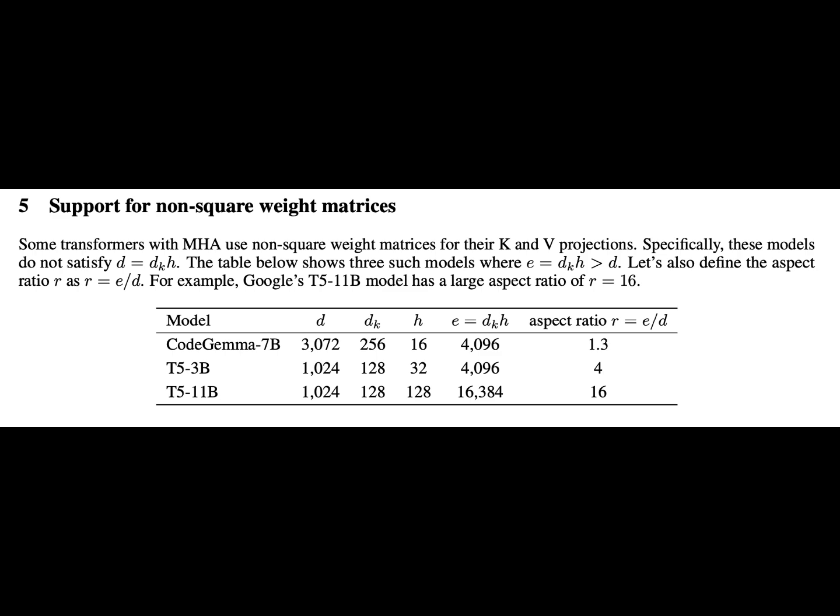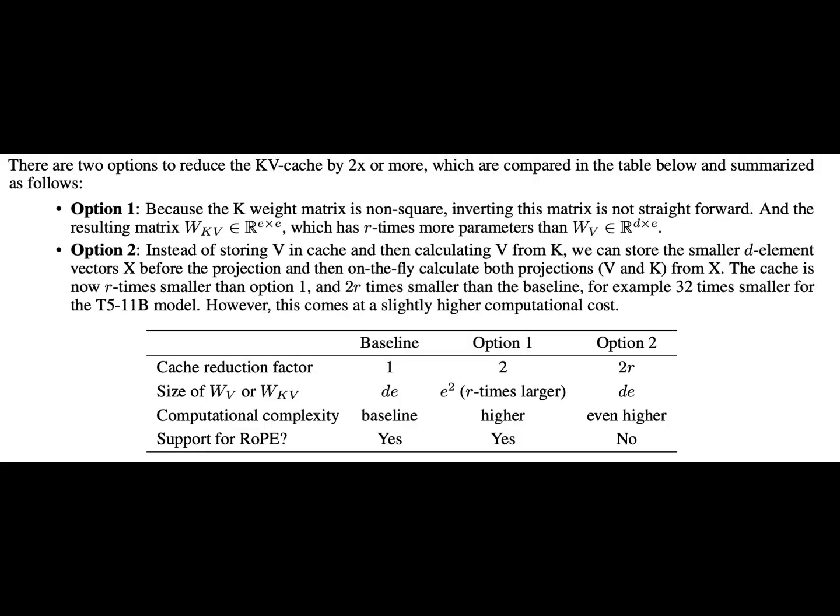There are a couple of ways to implement it, each with its own pluses and minuses, but the potential for memory savings is huge. There's this model called T5-11B that uses a really rectangular matrix, and slim attention could shrink its cache size by like 32 times. 32 times? That's insane, like going from a warehouse to a closet. It really shows how flexible and powerful this technique is, and we've only scratched the surface.